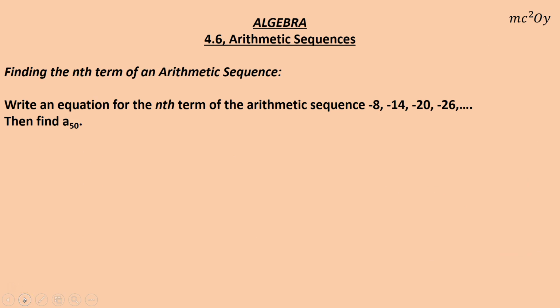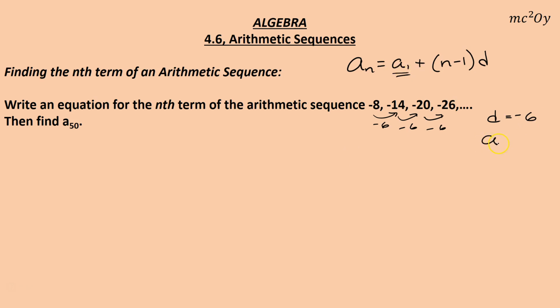First thing I'm going to do, we're going to write the sequence using this pattern. I am going to write out my formula. A sub n is equal to a sub 1 plus n minus 1 times d. Okay? First thing, find the difference. Looks like I'm going down 6, down 6, down 6. Okay. So d equals negative 6. All right. I also need to know a sub 1. Well, a sub 1 is just the first term. First term is negative 8.